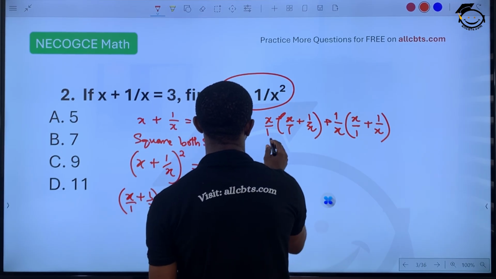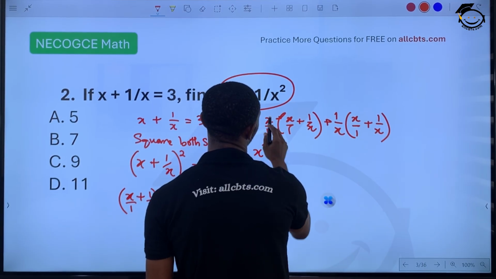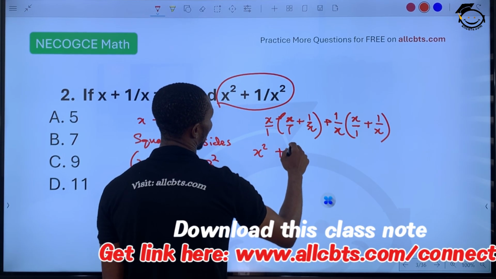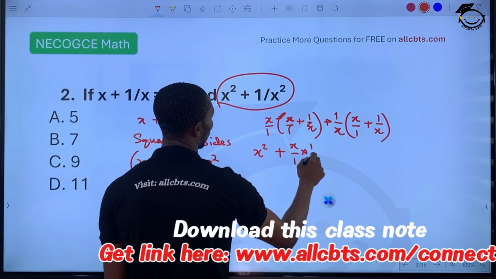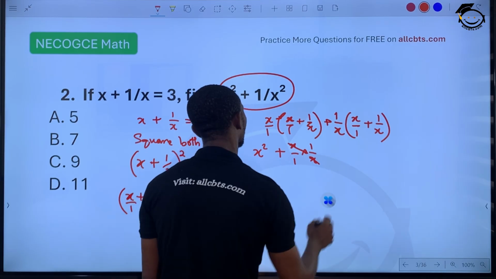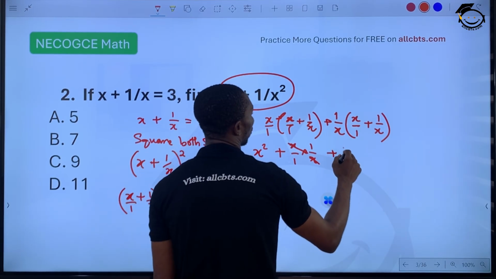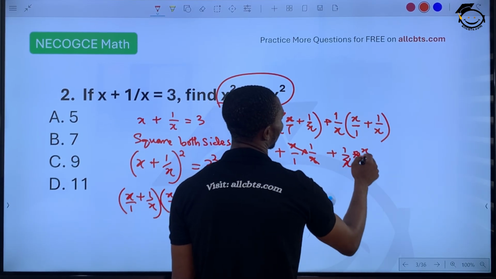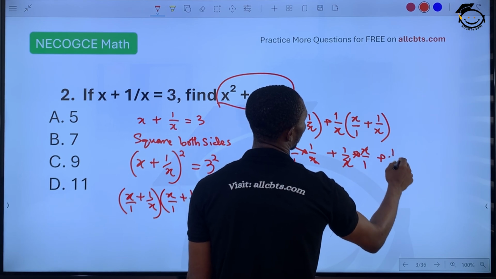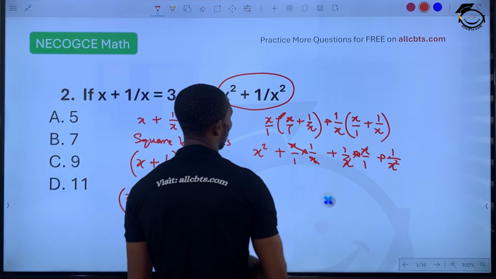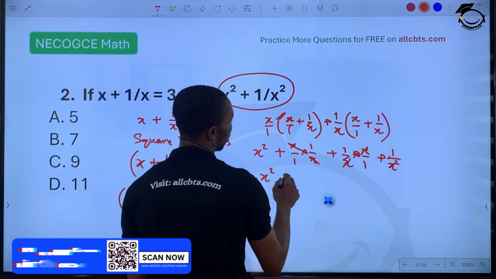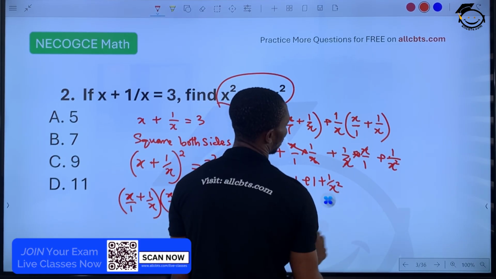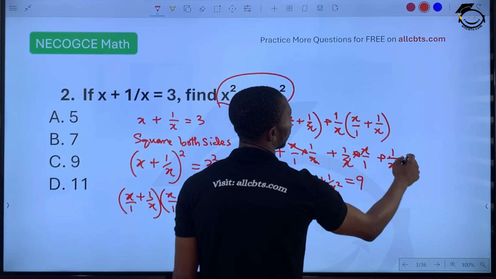Now expanding this gives us x squared, this times this will give us x squared, plus this times this is x over 1 times 1 over x, so that gives us 1, plus 1 over x times x over 1, that gives us 1, plus 1 over x squared. So with this, we have x squared plus 1 plus 1 plus 1 over x squared equals 9. Remember, this equals 9.